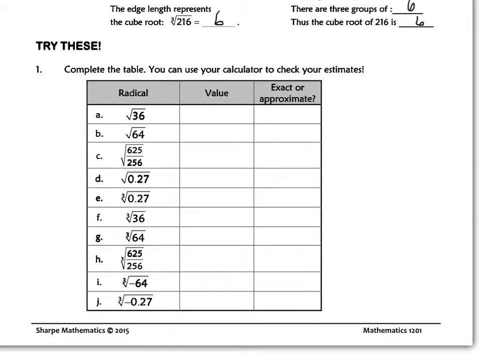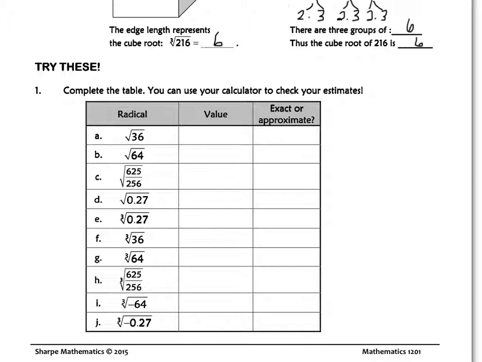So the next part asks you to figure out the value of each of the given radicals, and then decide whether that would be considered an exact or approximate answer. The square root of 36, you should know that one off the top of your head, is 6, and that would be exact. The square root of 64 is another one you should know, and that's 8, and that would also be exact.